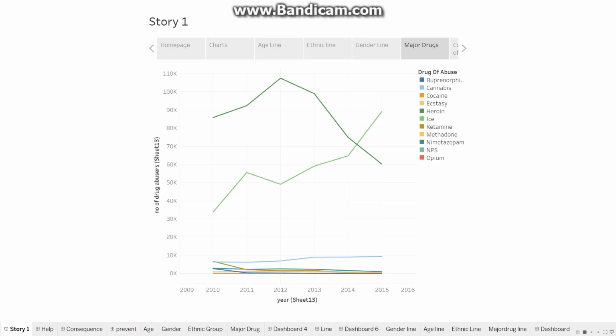Next will be the major drugs. And from this line chart, you can see that there is a dark green and a light green line, where the dark green line is the heroin and the light green line is the ice. For heroin, the highest peak was 2012, which has a total number of drug abusers of 107k. And then the light green one will be 2011 of 55,000. For the heroin, it has been declining, whereas the ice has been growing.